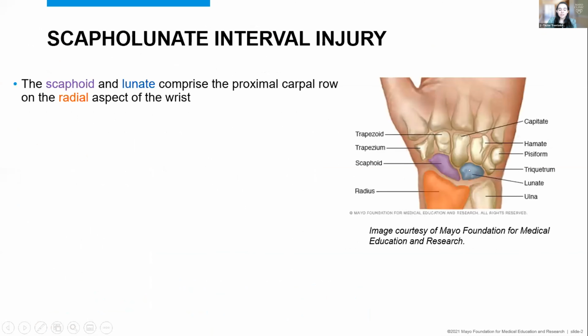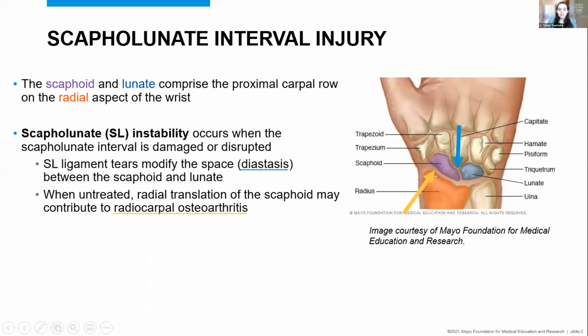The scaphoid and the lunate comprise the proximal carpal row on the radial aspect of the wrist. Scapholunate instability occurs when the scapholunate interval is damaged or disrupted. Scapholunate ligament tears modify the space, or the diastasis, between the scaphoid and the lunate, and when left untreated, radial translation of the scaphoid may contribute to radiocarpal osteoarthritis development.